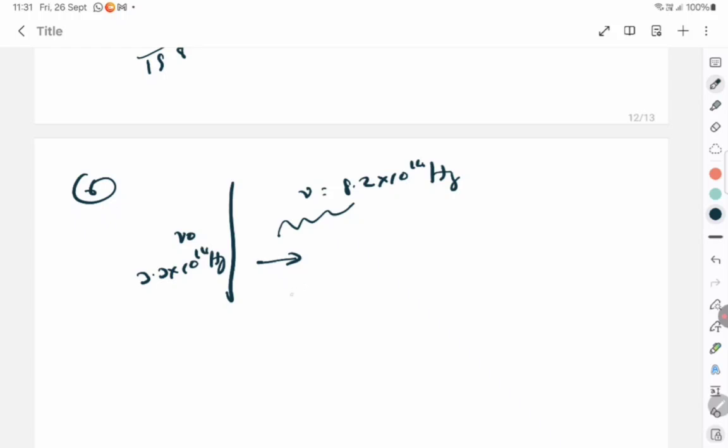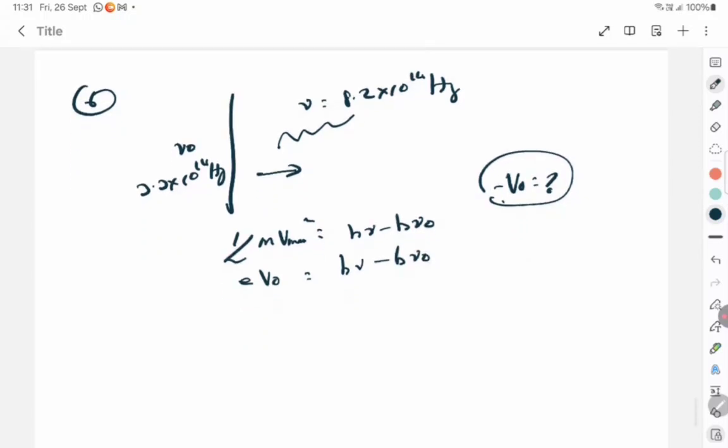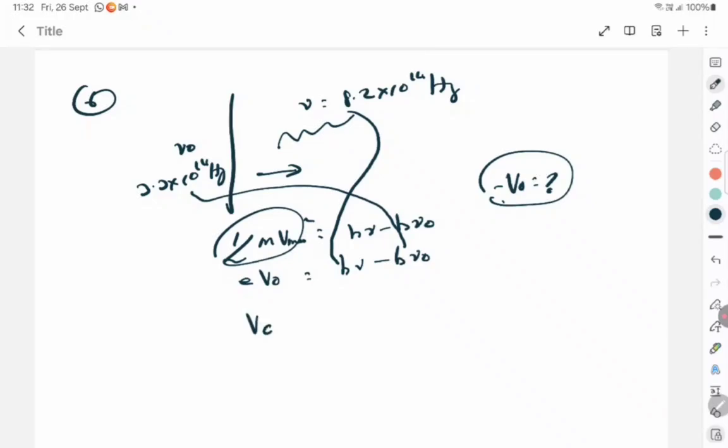So you have to find V naught, the negative potential at which there is no photoelectric current. And you know the whole phenomenon: half m v max square is equal to h mu minus h mu naught. Since it's about stopping potential, replace the kinetic energy with e V naught. Then you get this equation, and you know h mu naught can be plugged in here. So if you want to find only the potential, then you can take the e down.